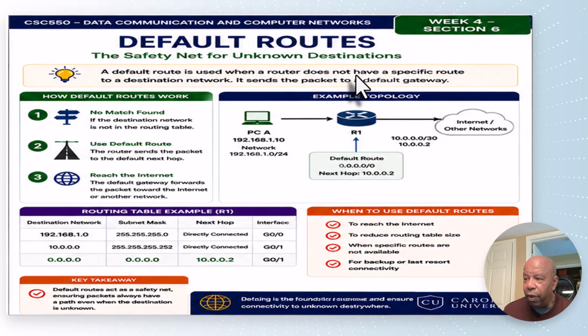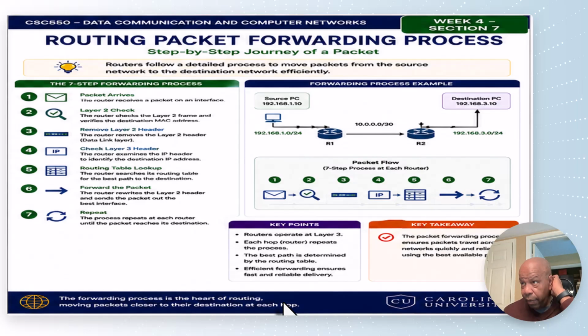Okay, when do you want to use default networks, default routes? To reach the internet, to reduce routing table size. You can't get everything about everybody in the table, so you're limited as to which routes are in there. For backup or as a last resort of connectivity. I have to get from point A to point B. I don't have the destination information, so I have to use a default route. And that's the default route when I don't have that destination.